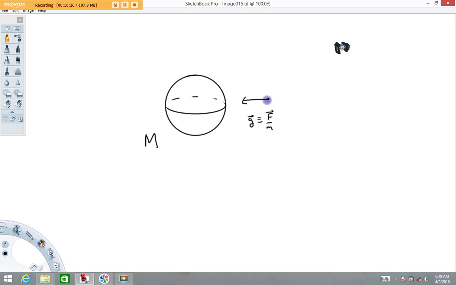But the force is an attractive force, the gravitational force. And because of that, the gravitational field always points towards the mass creating it. Technically, we're talking about towards the center here. Now, if we go further away, the field strength should get weaker. If I go further away, the field strength should get weaker yet.